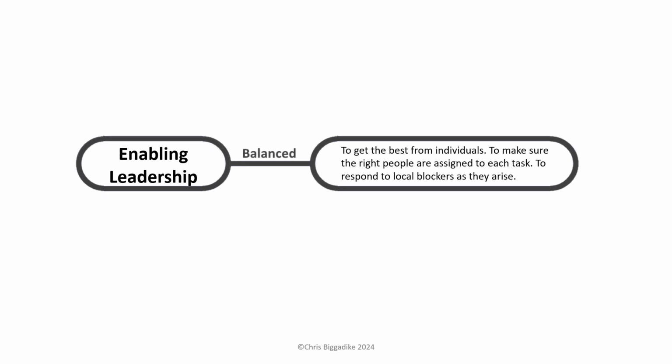When it's balanced, you're getting the best from individuals. You're making sure the right people are assigned to each task, and you're responding to local blockers as they arrive. You're probably learning the traits of every team member, and you're anticipating problems before they happen.